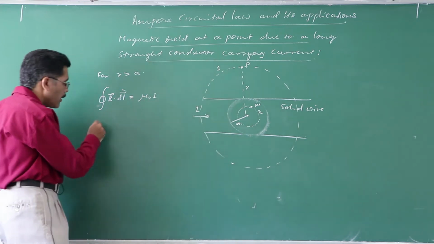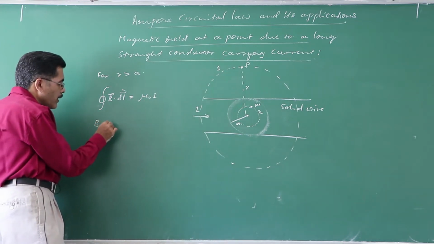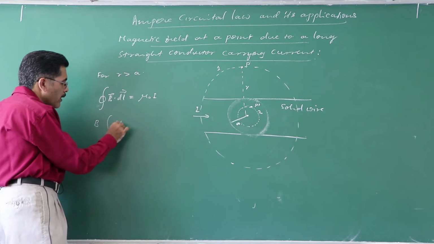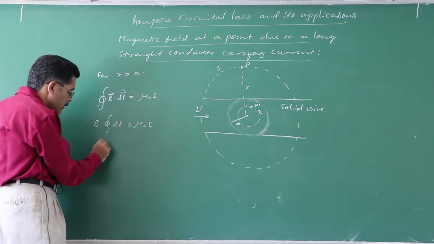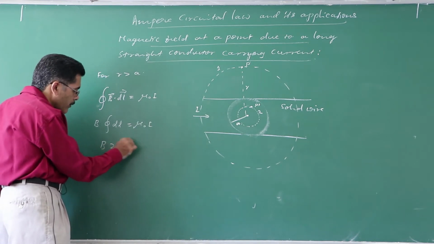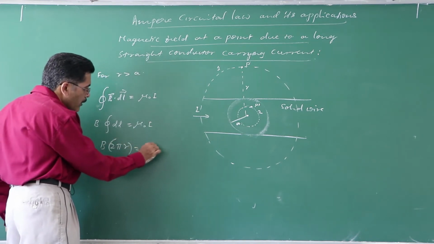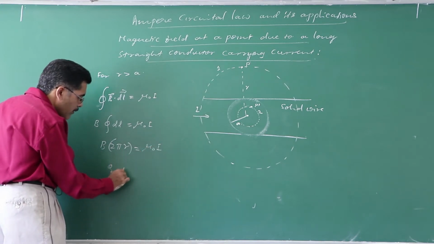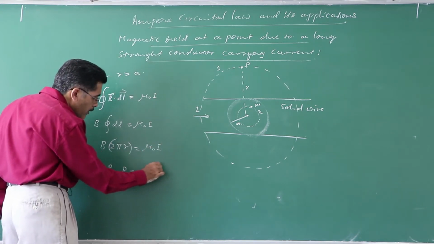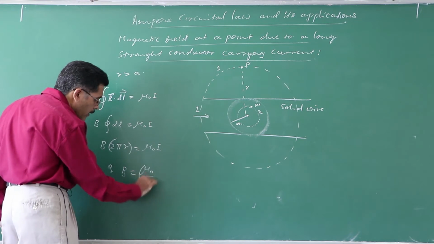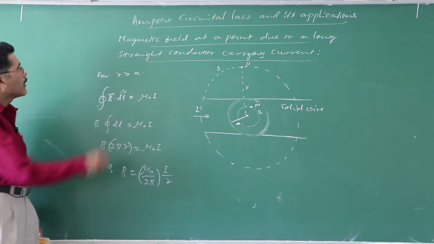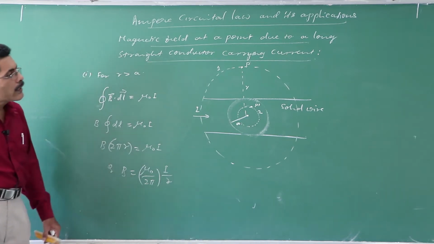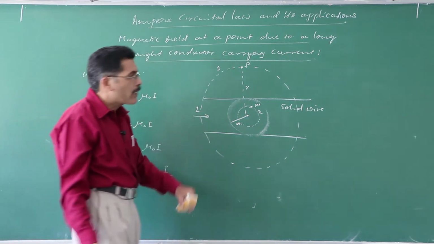As usual, B times the line integral of dl is equal to mu naught into I. So B into 2 pi r is equal to mu naught into I. B is equal to mu naught by 2 pi into I by r. This is as usual. This is case 1. So let me take a point inside the wire.